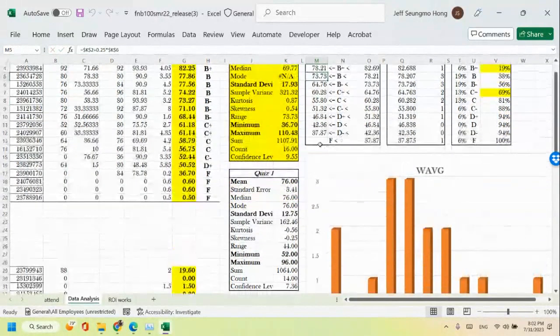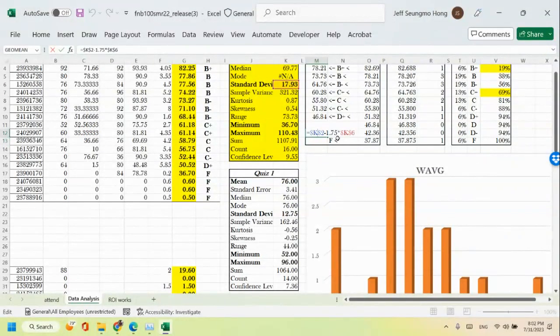And F is really statistically difficult to get. Why? To get an F, you have to be below 1.75 standard deviations below the mean, which is statistically a very low probability, actually.